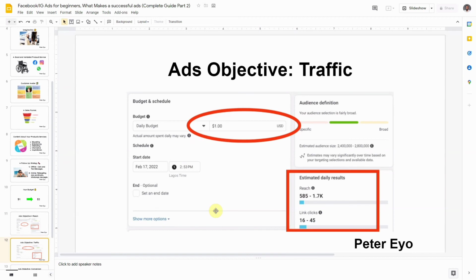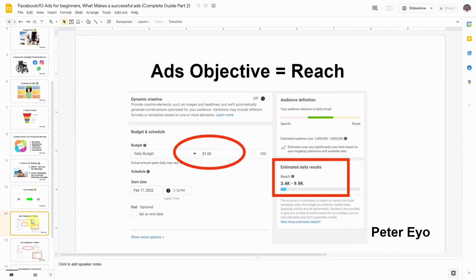The ads objective here is traffic. That means you are sending people directly to another platform. They are leaving Facebook. Either you are sending them to your website, or to your WhatsApp messenger, or maybe to an opt-in form. Your ads budget is still $1. But if you've noticed, the estimated daily reach is between 585 and 1,700, compared to the other one, which was 3,000 to 9,000.